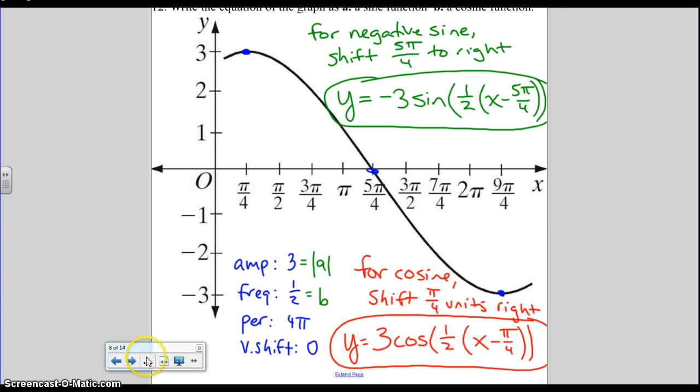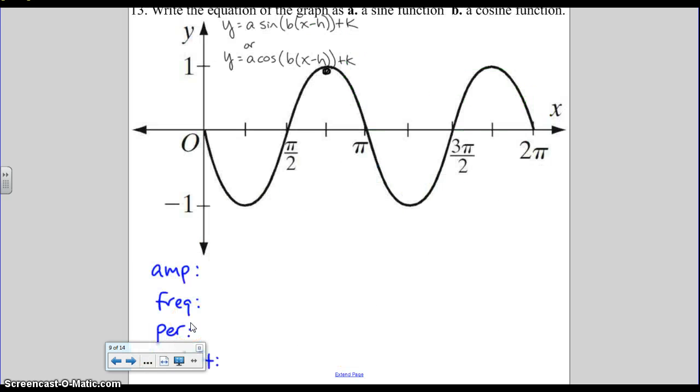Last example. Okay, I want you to look at example 13. I want you to fill out everything you can: amplitude, frequency, period, and vertical shift. And then play the recording. Okay, hopefully you filled out that information. Now I want you to go one step further and identify a sine graph and a cosine graph. And if you have your graphing calculator, I want you to check and play the recording.